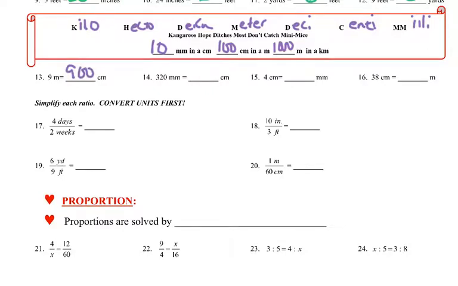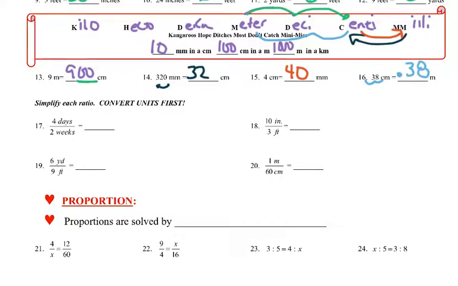And sometimes I do these hops where you could say I could start at meters and hop 2 places to the right, 2 hops, meaning I add 2 zeros. Or 320 millimeters, I'm hopping back one to centimeters, so I hop my decimal back 1 to 32 centimeters. Similarly, 4 centimeters hops 1 to the right is 40 millimeters. And 38 centimeters hops 1, 2 back for meters, so 0.38 meters. So being able to convert units.